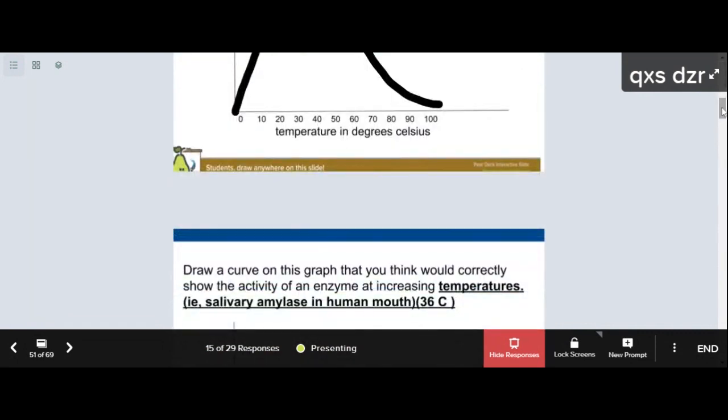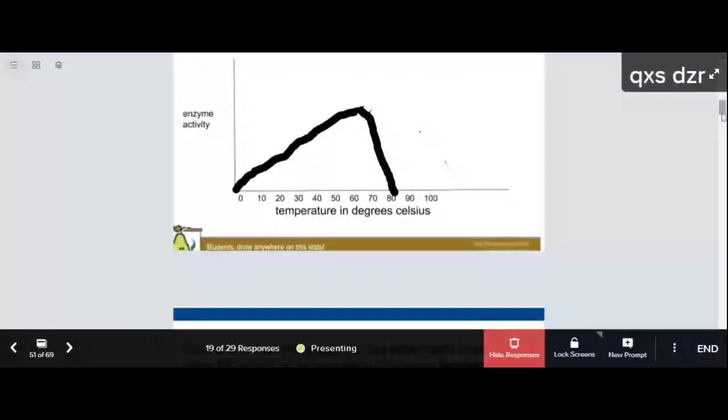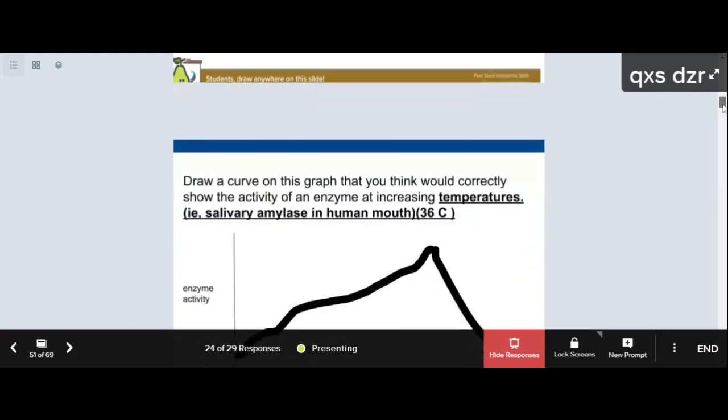What you're really looking for here, what you're going to see in real life, are bell curves. You're going to see bell curves, yes. So the peak of the bell curve, if you really understand what's going on here, is going to be at 36.